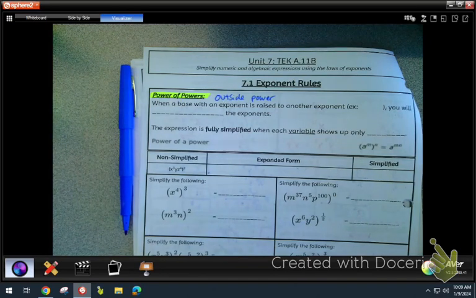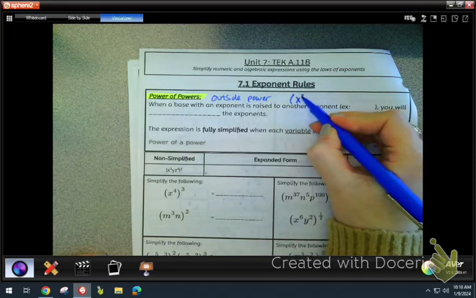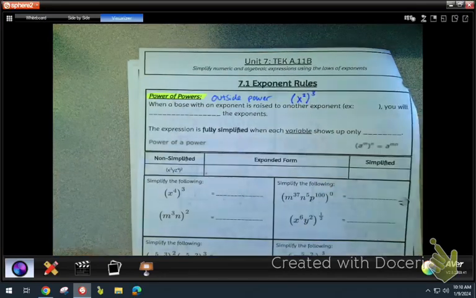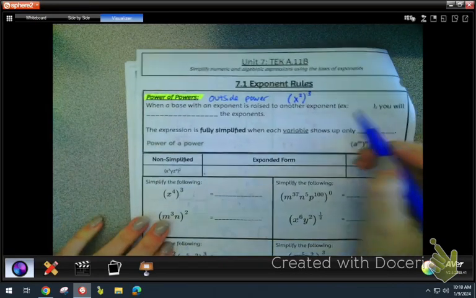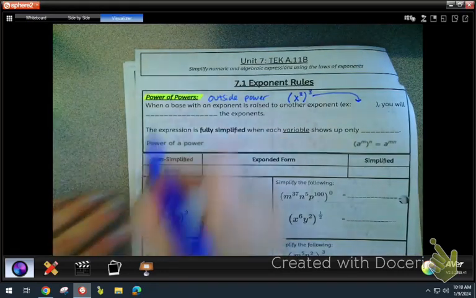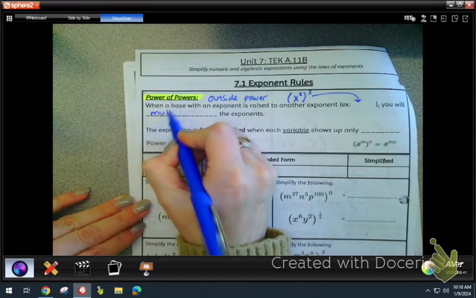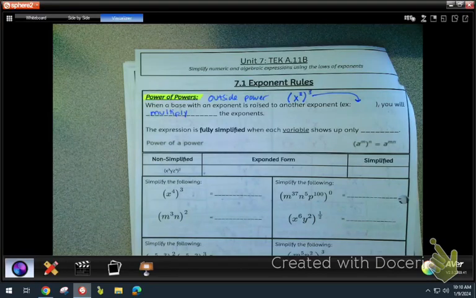Power of powers. When a base with an exponent is raised to another exponent, it's written like if you had x to the 2 to the 3. Power to a power, an outside power like that. So exponent to an exponent. There's your example right there. This rule is different: we are going to multiply the exponents. Sometimes people say this is kind of like the distributing rule, and it sort of is. You kind of draw it like that.